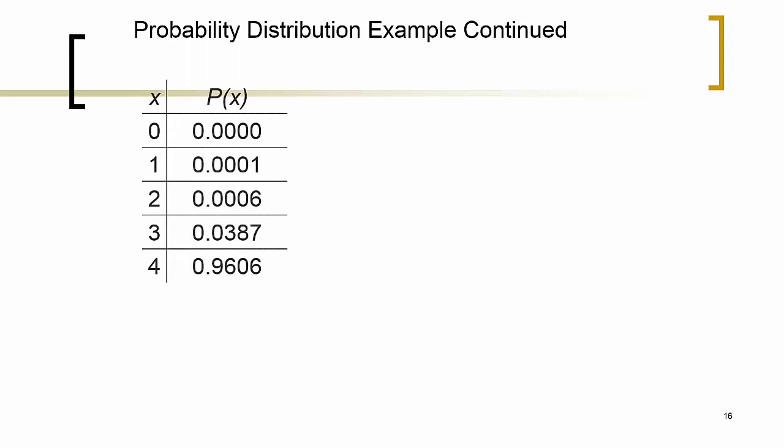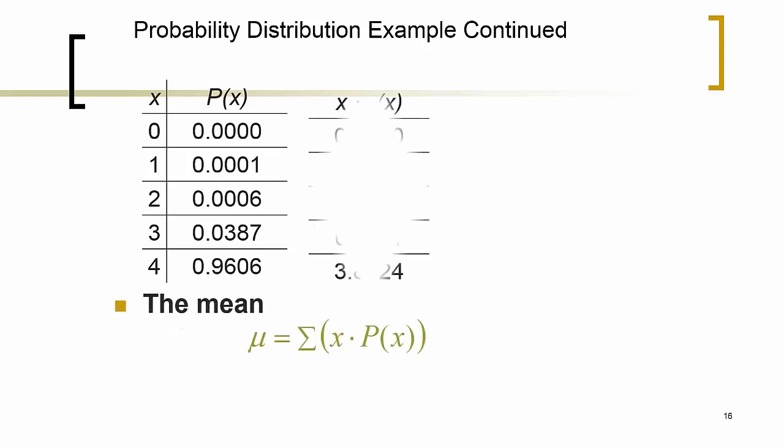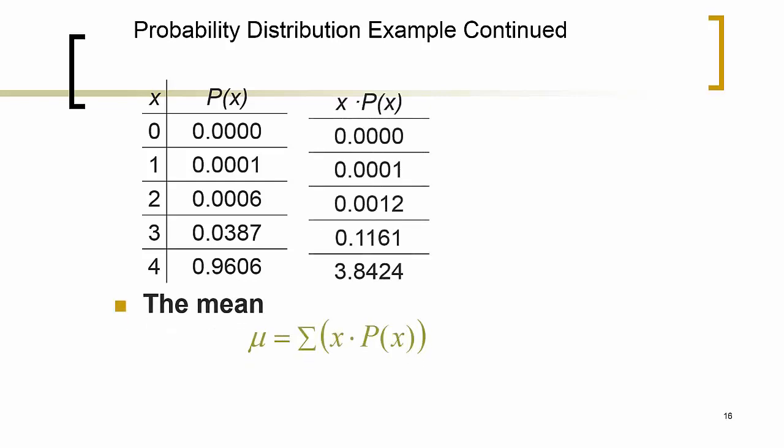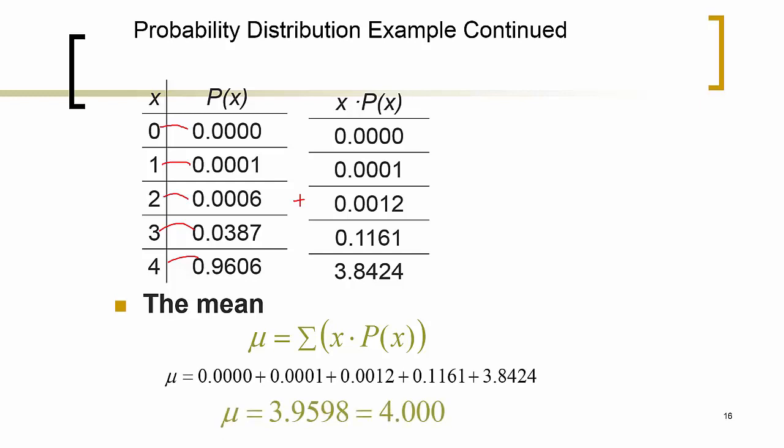Now let's find the mean. The mean is the sum of x times p of x. So I need to multiply the x times p of x together. I'm multiplying 0 times this, 1 times that, 2 times that, 3 times that, and 4 times that, and that gives me these answers. Then I want to add those together. So the mean is equal to 3.9598, or 4.